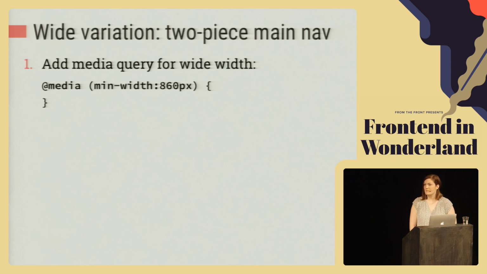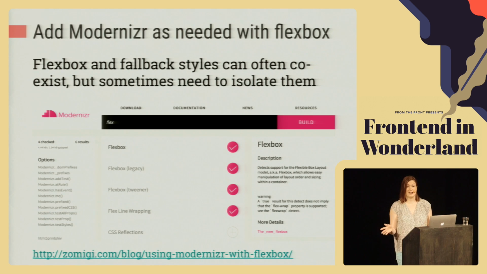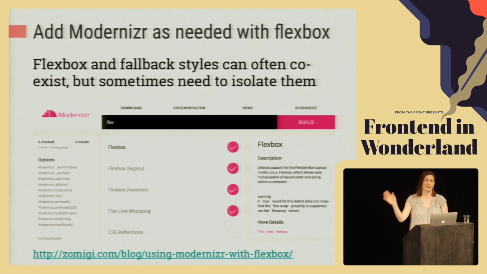To do this, I first added a media query for wide screens, and I also need to add a link to the Modernizr script, because I need to feed some styles to only Flexbox browsers in this case, as you'll see in just a moment. Now, much of the time, as I've said, Flexbox and fallback styles can coexist, as they did with the medium width version of the nav that I just showed you, which used inline-block and Flexbox together. But occasionally they will conflict, and you'll only want to apply a certain property if Flexbox is in effect, or vice versa. So the Modernizr script is perfect for this.